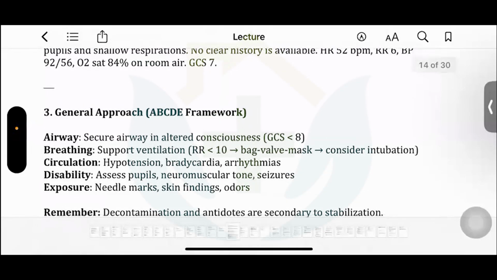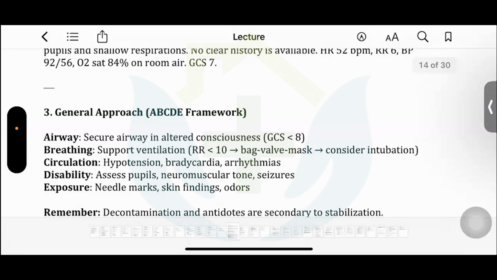Airway needs to be secured. If the patient is GCS less than 8, you will like to intubate the patient. Breathing has to be supported when the respiratory rate is less than 10. Initially bag valve mask ventilation. And if the patient doesn't become conscious, requires longer than 10 minutes, then you will need to intubate the patient.